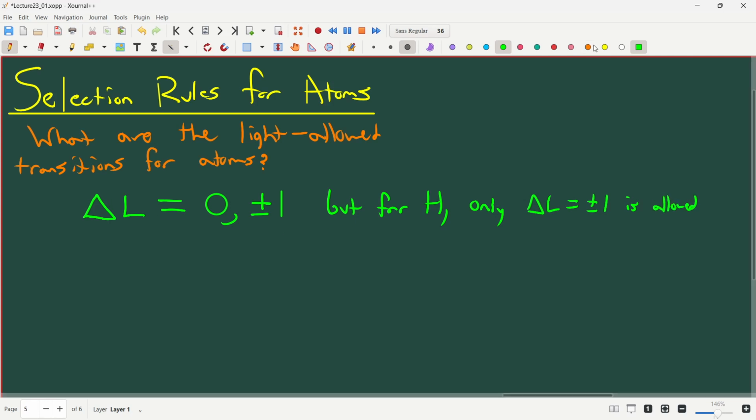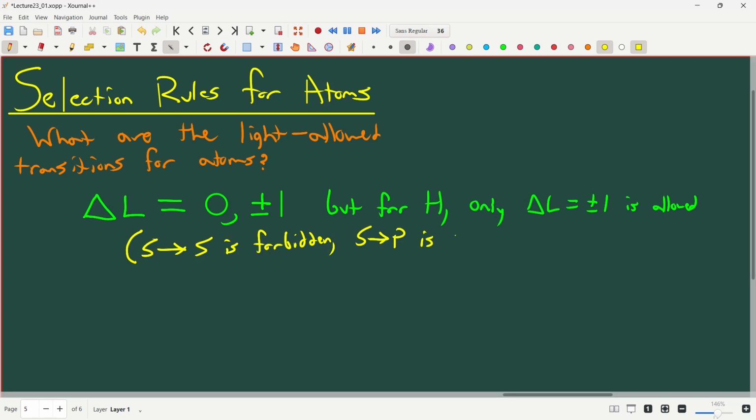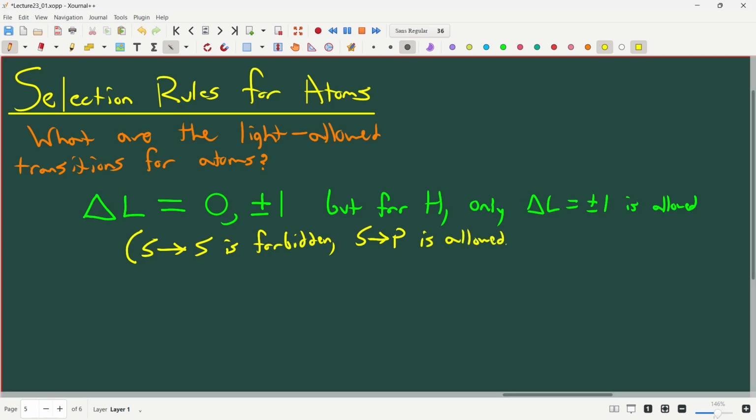This means that S to S is forbidden, but S to P is allowed. Okay, so you can take an S electron and put it in a p orbital, or vice versa, but you can't put an S and put it in another S state. Right? That's why the excited S state in the Lyman alpha, the 2s state, is completely invisible. There's no absorption to it because it's not allowed.